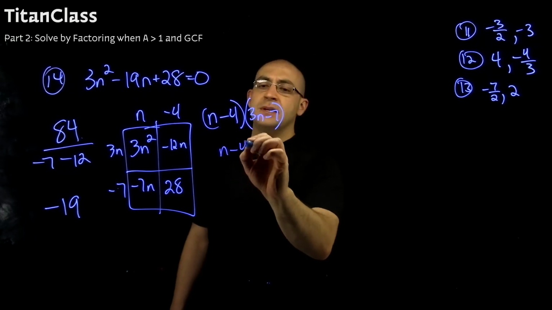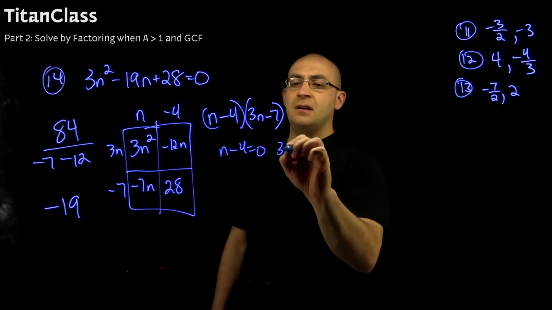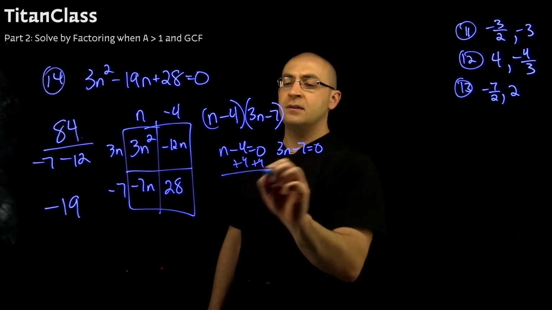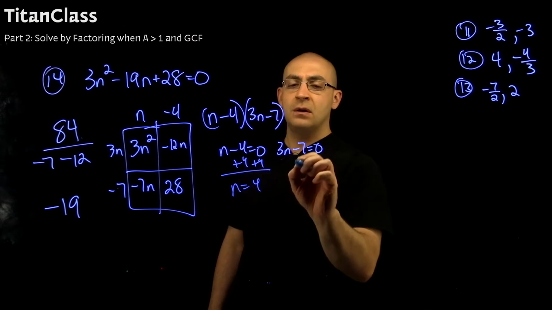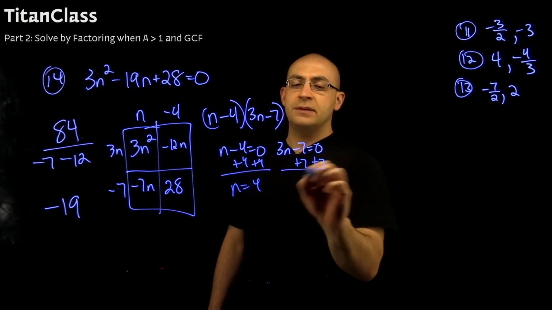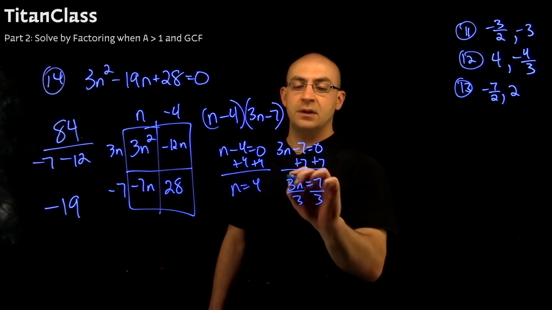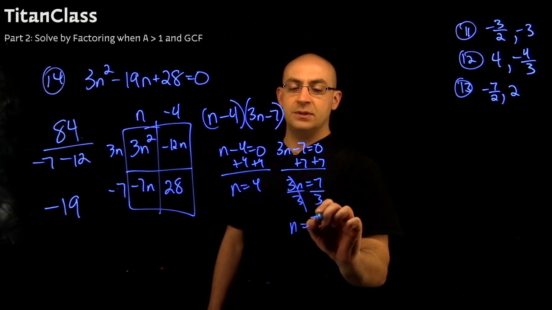Let's go with n minus 4 equals 0 and 3n minus 7 equals 0. Add 4 to both sides here. Gives me n equals 4. Plus 7 on both sides here gives me 3n equals 7. And we will divide by 3 on both sides, which will give us n equals 7 over 3.